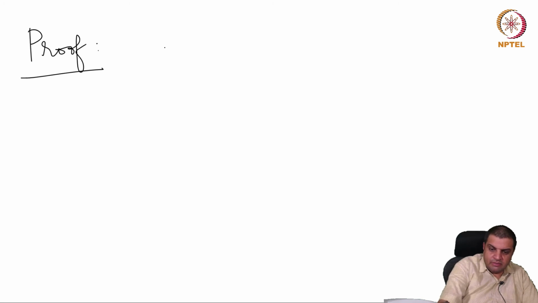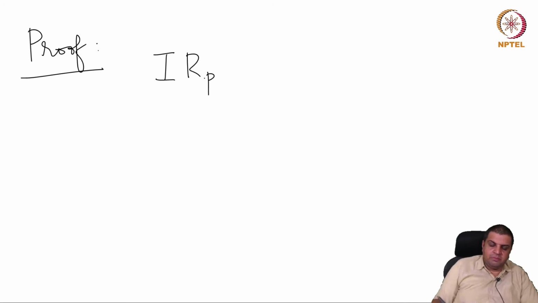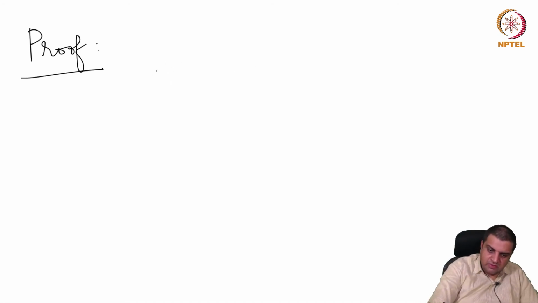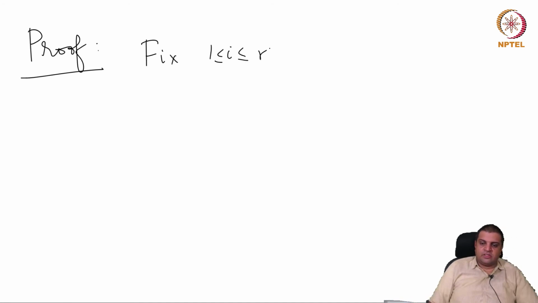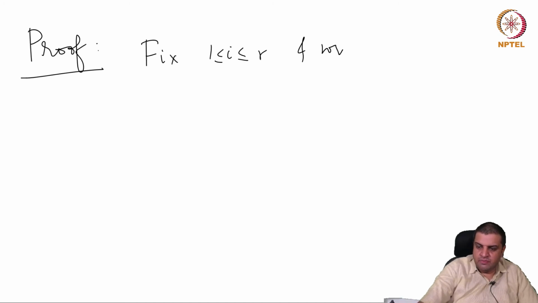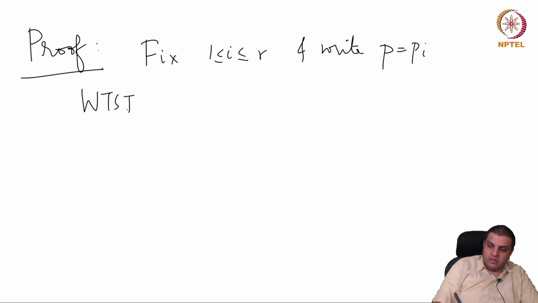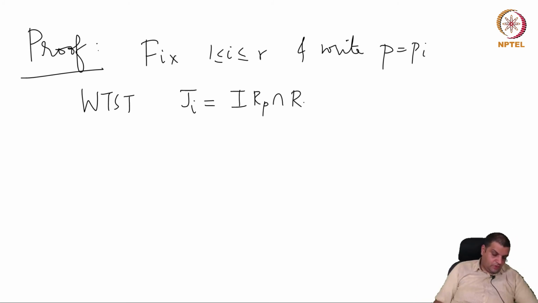So let's look at, let's extend I to R localized at P. Now let's fix some i in this range where it corresponds to a minimal prime, and write P for Pi. Okay, so we want to show that Ji is I R localized at P contracted back to R. That's what we want to show.